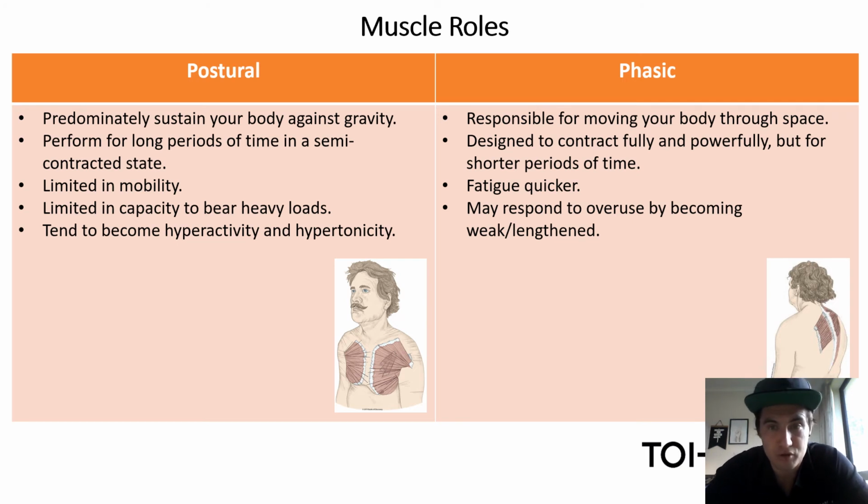Muscle roles, you've got postural muscles, which respond against gravity, help keep our body upright in posture and fixed positions. They have limited mobility and limited capacity to bear heavy loads, and they are able to perform over long periods of time. So they're always in a semi-contracted state, whereas phasic muscles are the ones that help our body move through space. They're designed to contract fully and powerfully, so they're the ones that help us move, but they fatigue much quicker.